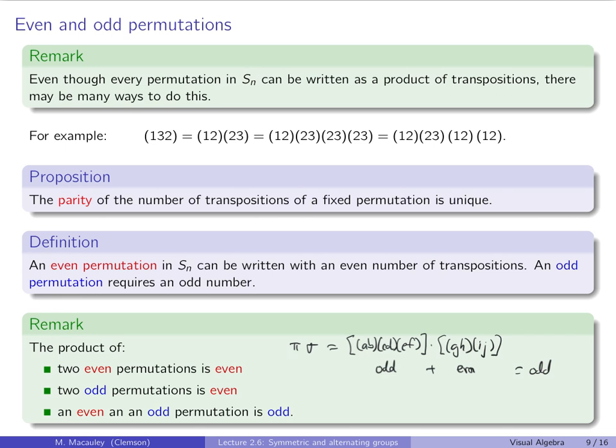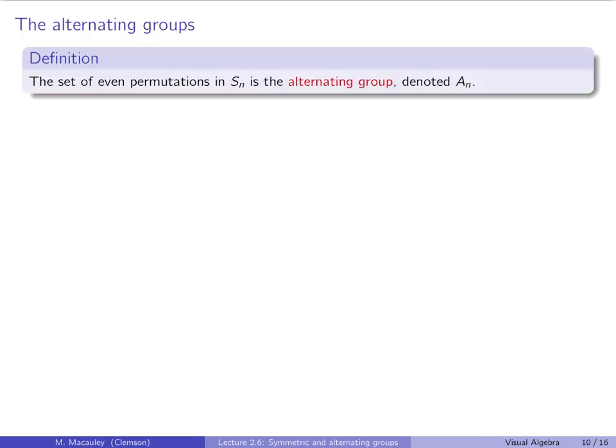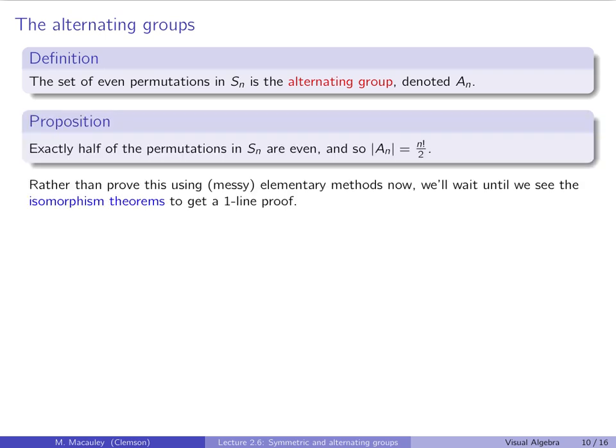The set of even permutations in the symmetric group Sn is called the alternating group, and it's denoted An. Not surprisingly, exactly half of the permutations in Sn are even, which means that the size of the alternating group is n factorial over 2. I say not surprisingly because that's what you kind of expect holistically, that half are even and half are odd.